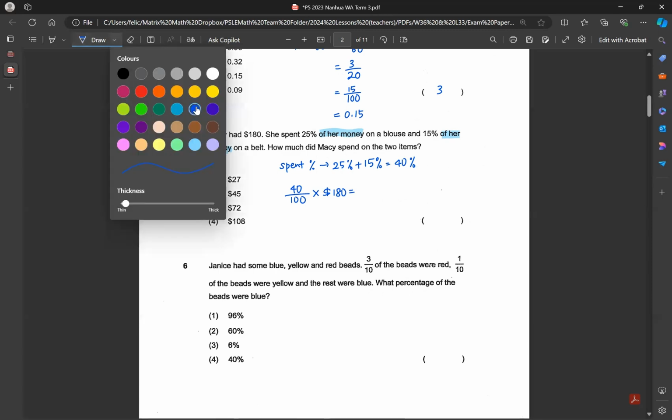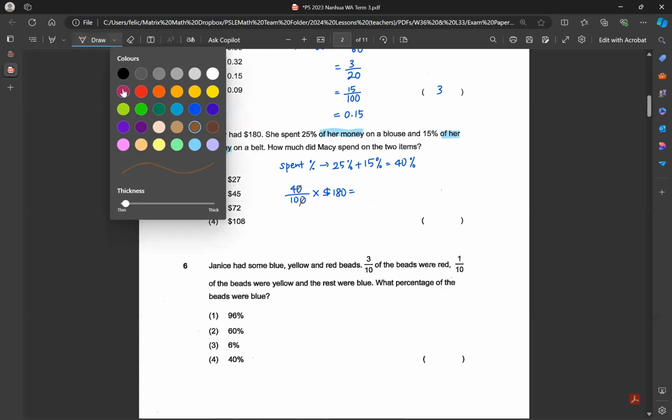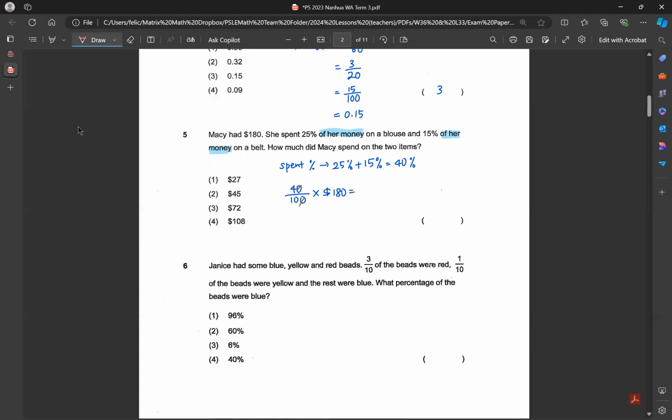Okay, so from here, since you can't use a calculator, you gotta learn to do the cancellation method. So this is how I do the cancellation method. I first focus on 40%. Notice that 40 and 100 both have 0 at the back. Cancel off the 0. Next will be to look at 10 and 180. 10 and 180, there's a common 0 to cancel off.